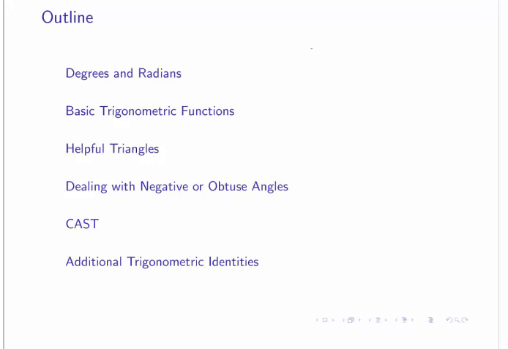Today we're going to talk about degrees and radians, basic trig functions, helpful triangles. We're going to talk about how to deal with negative or obtuse angles. We're going to talk about a mnemonic called CAST that helps us to remember where trig functions are positive. Then we'll look at additional trig identities.